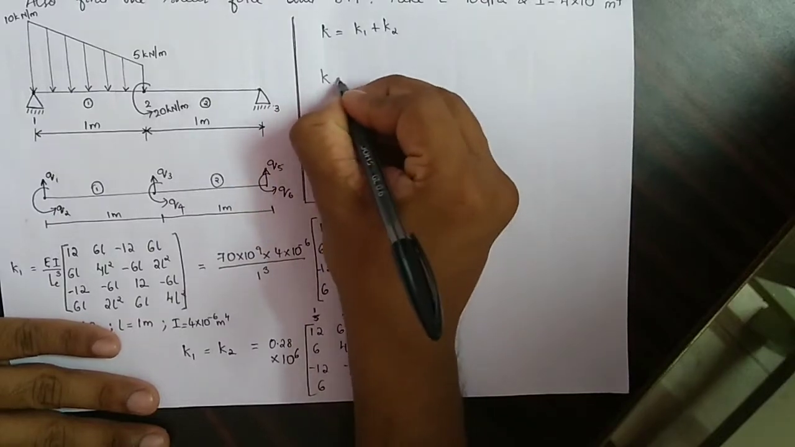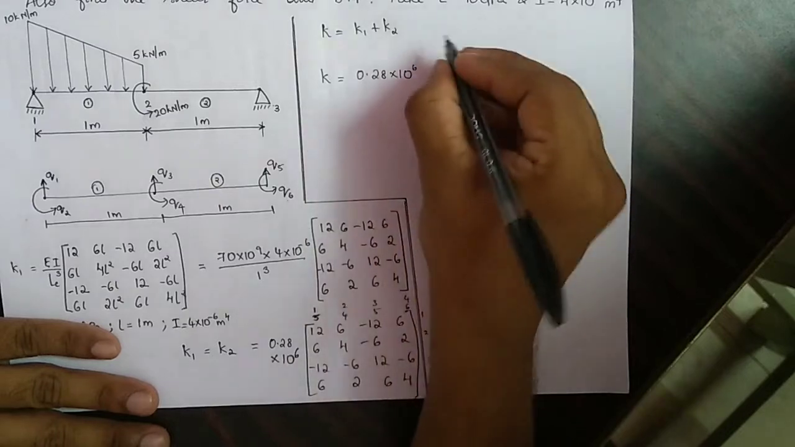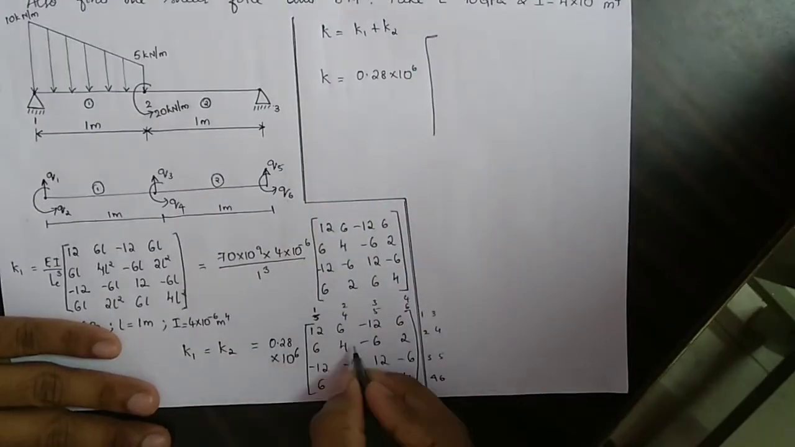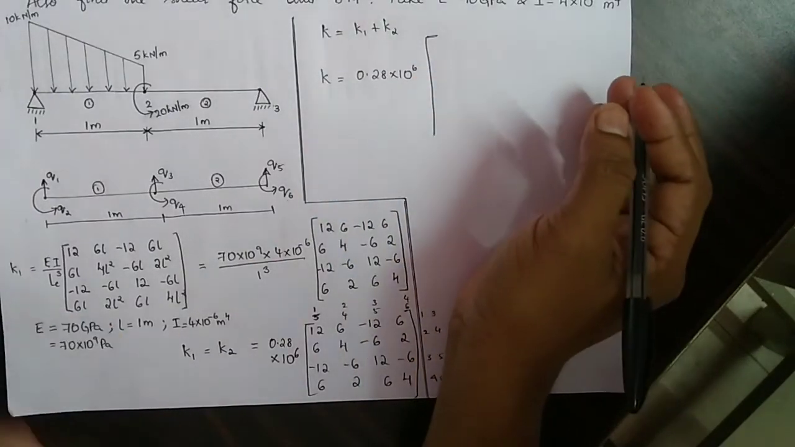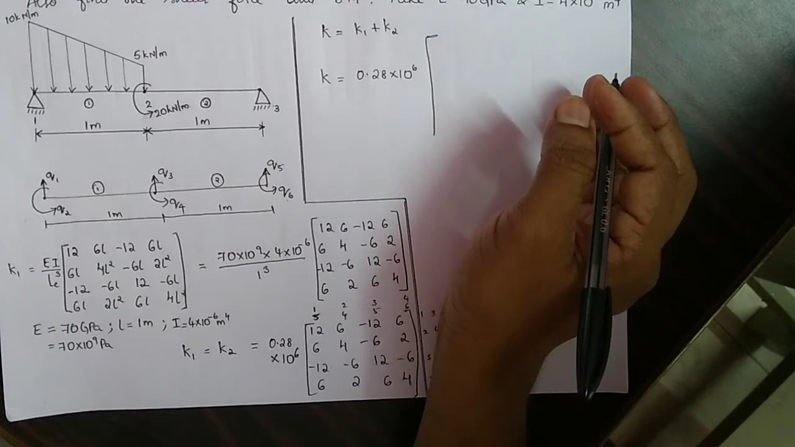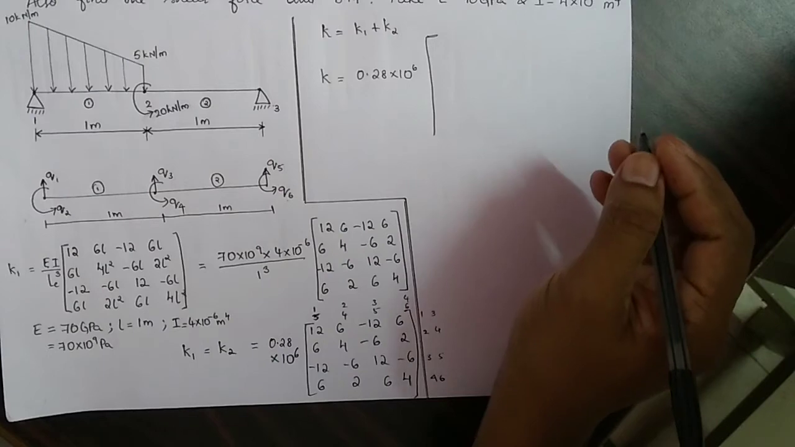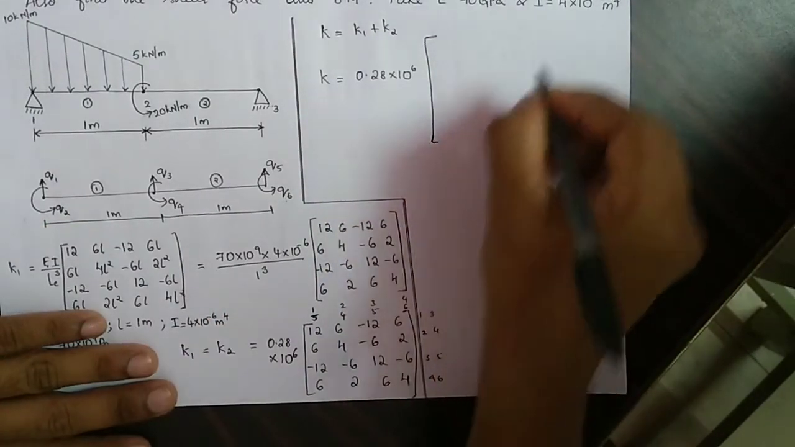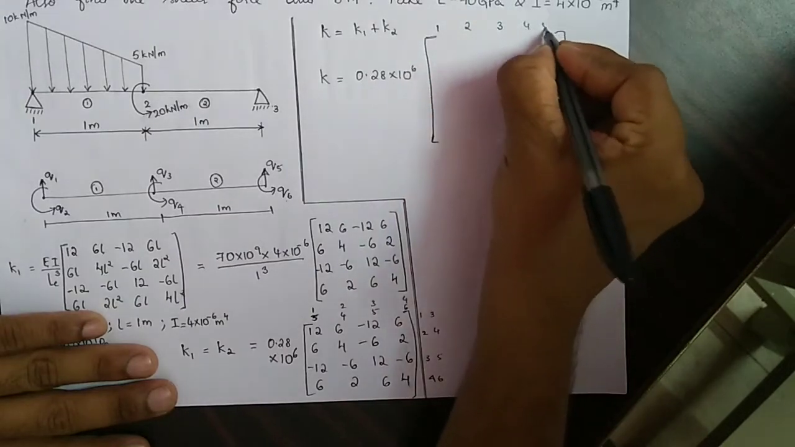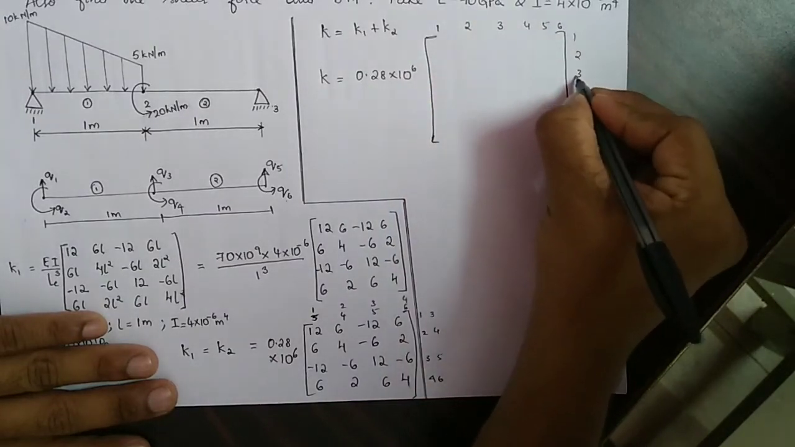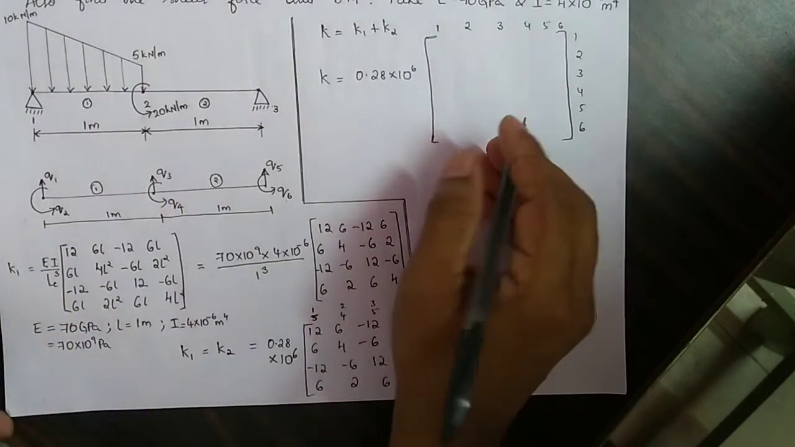That will be K equal to 0.28 into 10 raised to 6. So you can either multiply it and then write adding it, or you can write it and then add it, whichever is okay. Better you keep it like that, and then afterwards we will multiply it later onwards. So I'll write the position values. That will be 1, 2, 3, 4, 5, 6, and 1, 2, 3, 4, 5, 6. Here is the position values.